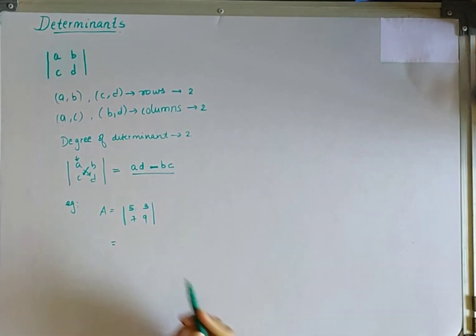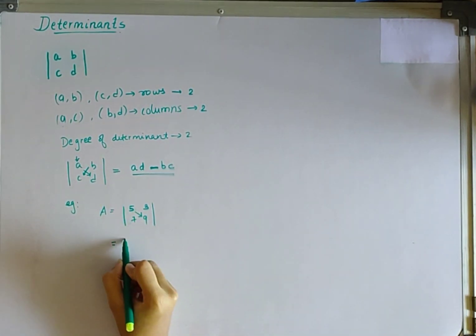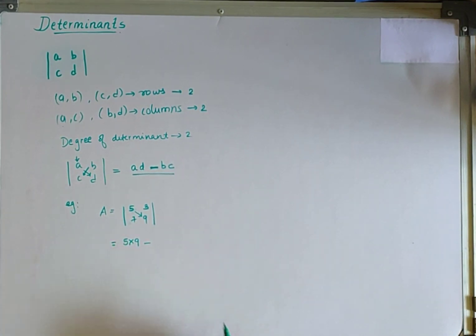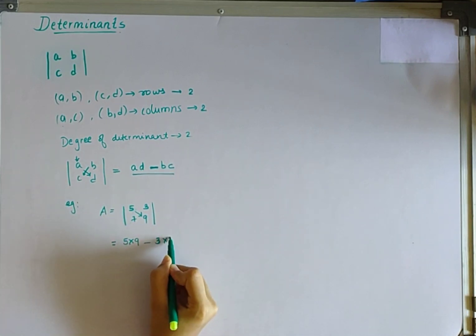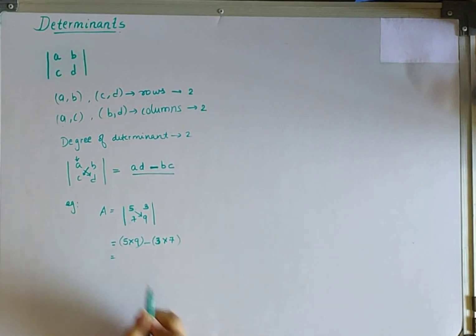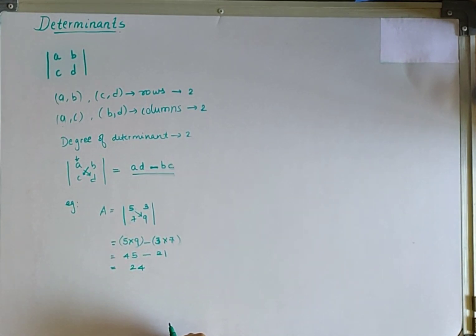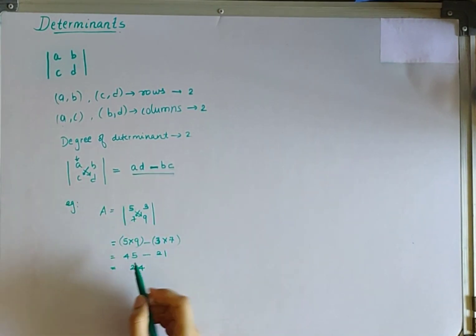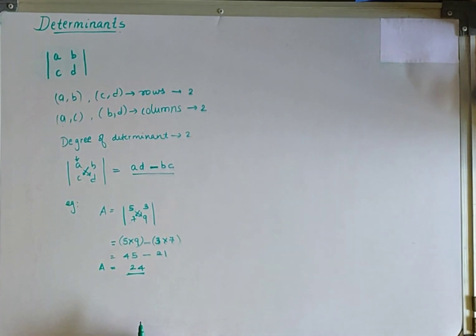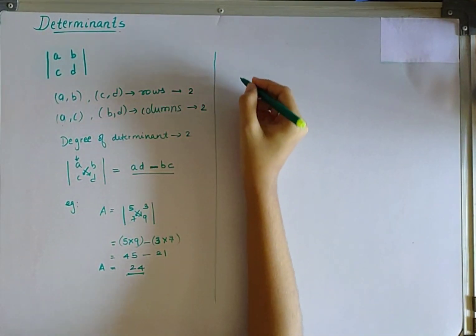Now how will you go about this? 5 into 9, as I told, this will be your first diagonal. 5 into 9 minus, next is 3 into 7. So 5 into 9 is 45, minus 21. So what is this? 24. 24 is the value of this determinant. So for 5, 3, 7, 9, you get the answer, that is A will be equal to 24.